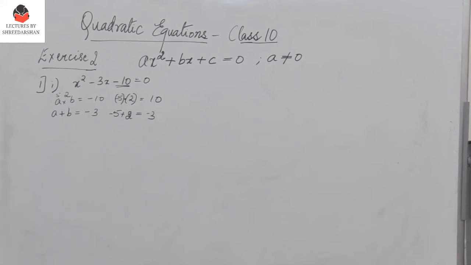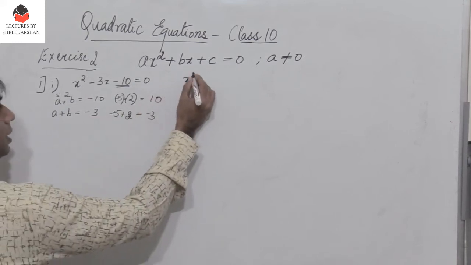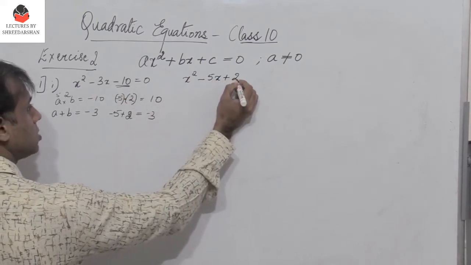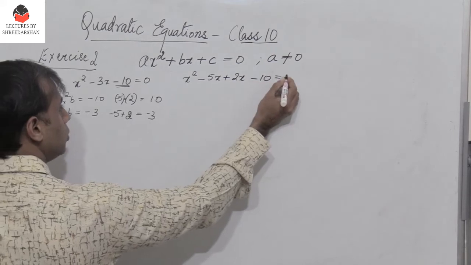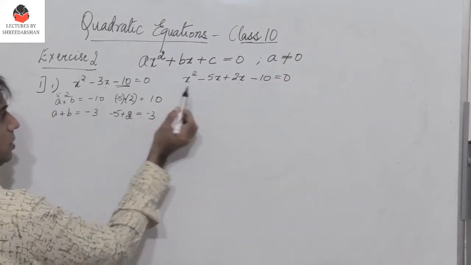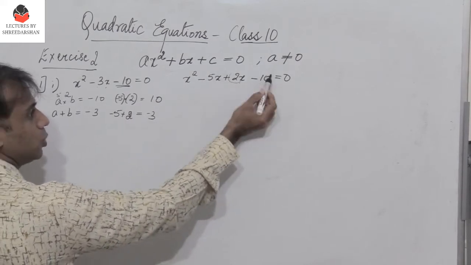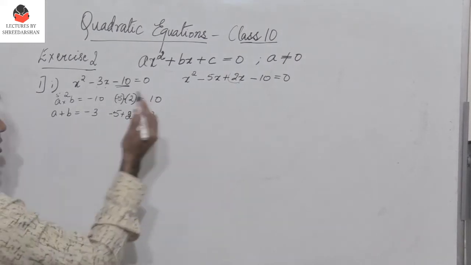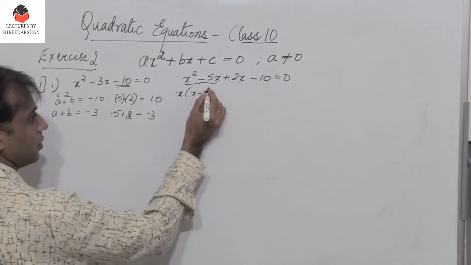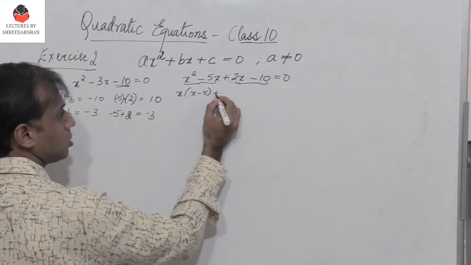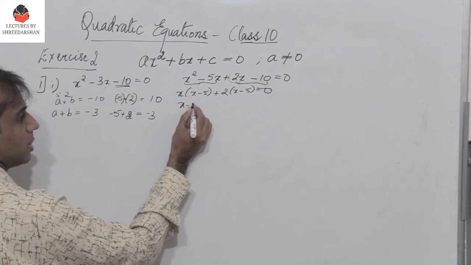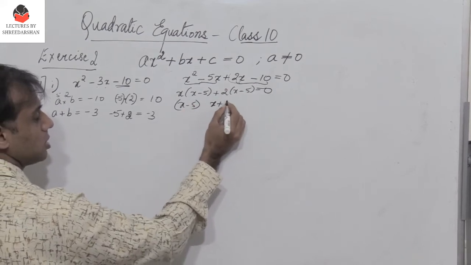The value does not change. So observe x square. So minus 3x is written as minus 5x plus 2x minus 10 equal to 0. So minus 5x plus 2x gives me minus 3, and minus 5 into 2 will give me minus 10. So now from these two I can take x common, so I get x into x minus 5. From these two I take 2 common, so I get x minus 5 equal to 0. So I get x minus 5 into x plus 2 equal to 0.